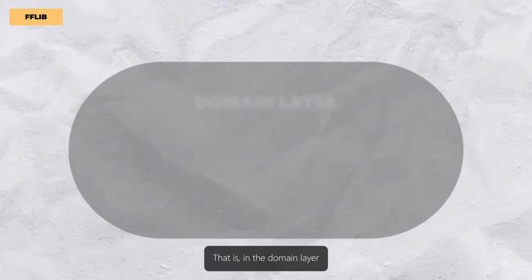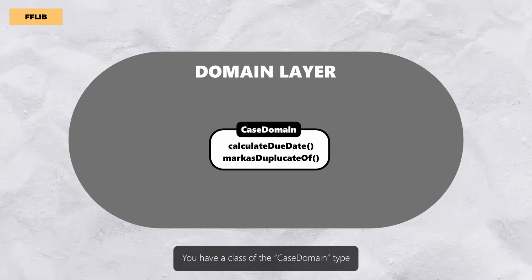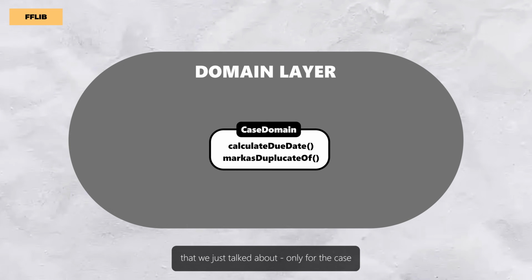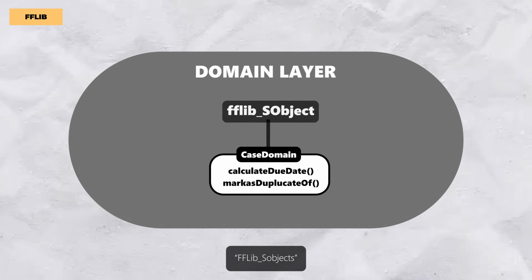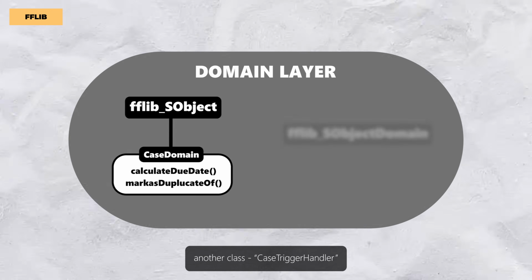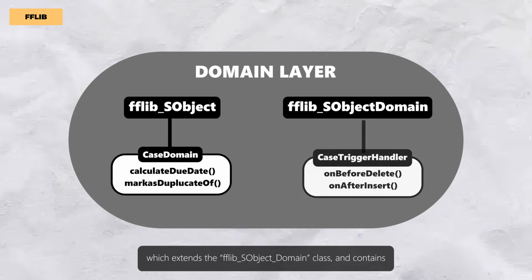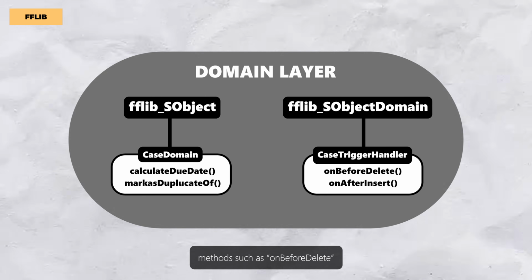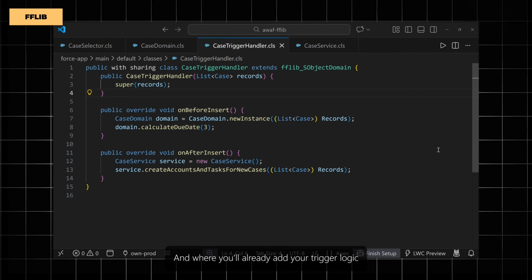That is, in the domain layer of your Salesforce application, you have a class of the case domain type, which contains the methods that we just talked about, only for the case, and which extends the FFLIB class fflib_SObjects. And here you have another class, case trigger handler, which extends the SObject domain class and contains methods such as on before delete or on after insert, etc., and where you will already add your trigger logic.